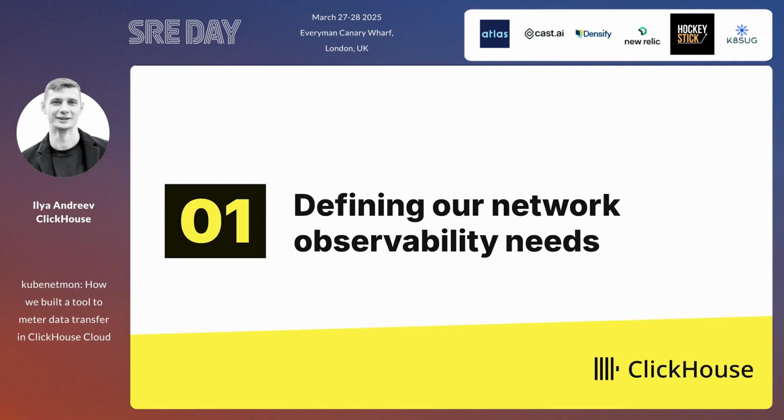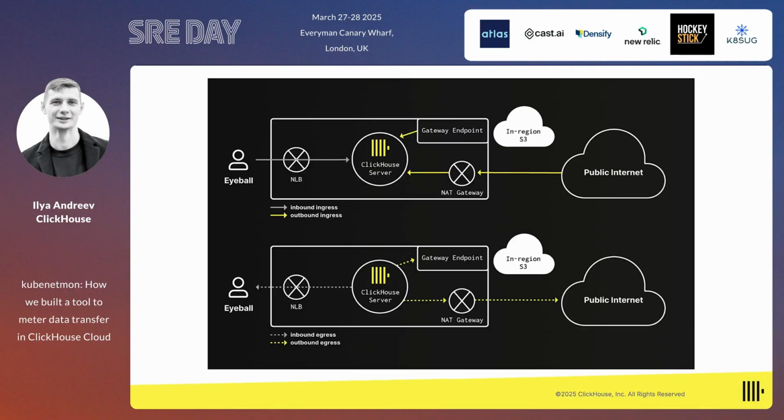So to start with our needs, I'm going to tell you a little bit about our network topology. In the center of the picture here is the ClickHouse server. These are replicas that we run for our customers, and they can be co-located on different nodes with other customers as well. They can be dedicated. There are many different scenarios here.